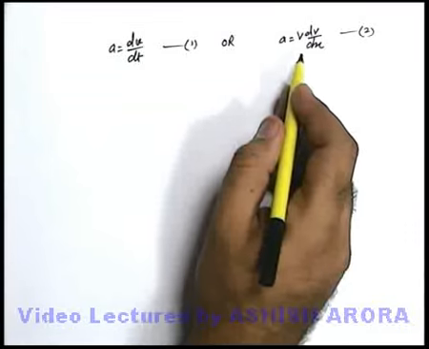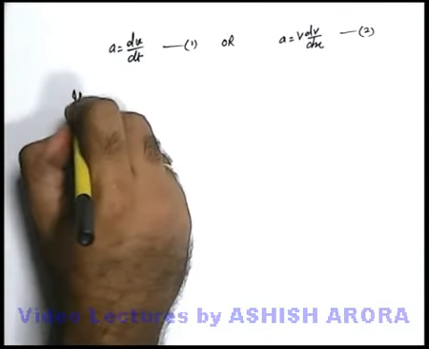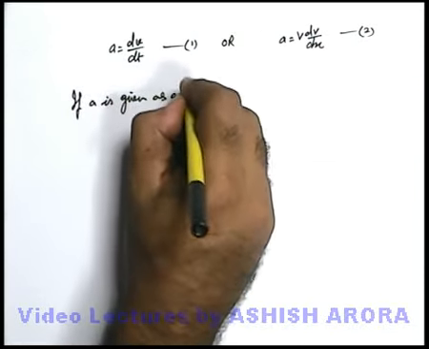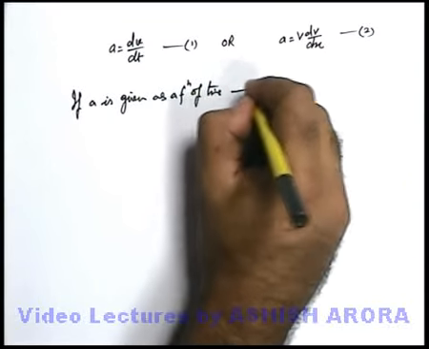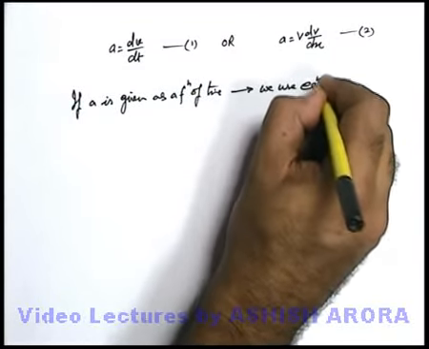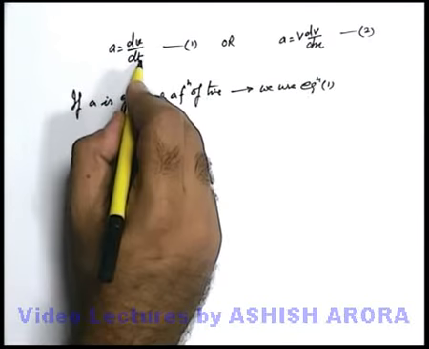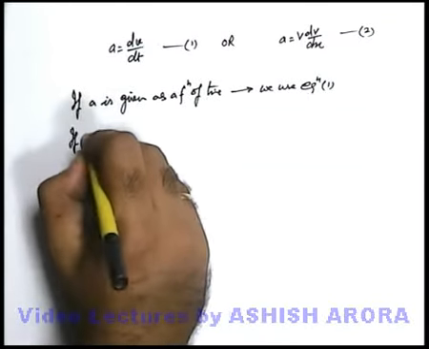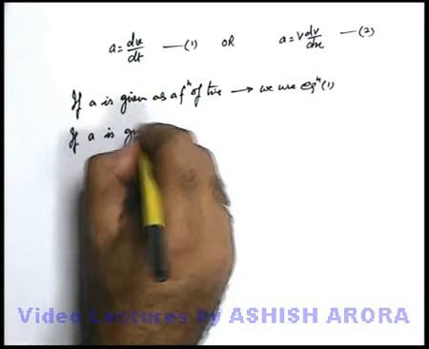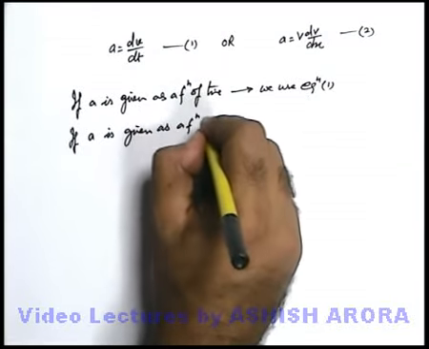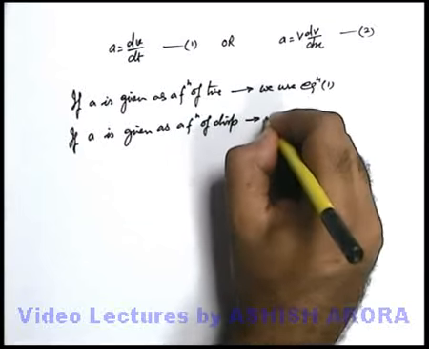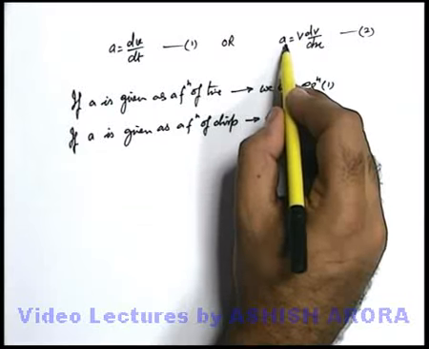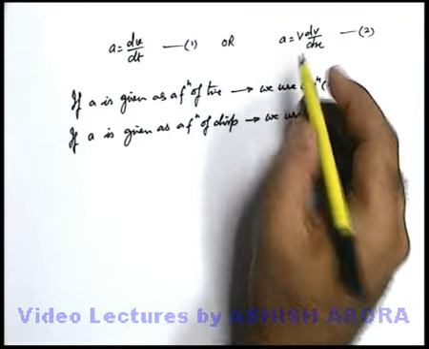Both the equations have their own importance. If acceleration is given as a function of time, then we use equation 1, because here acceleration is expressed in terms of velocity as well as time. Sometimes in problems, if a is given as a function of displacement, then we use equation number 2, because in equation 2 acceleration is expressed in terms of velocity as well as displacement.